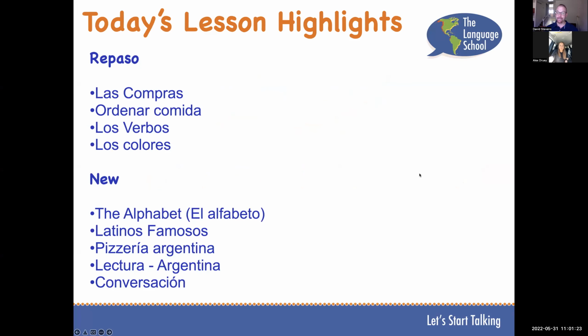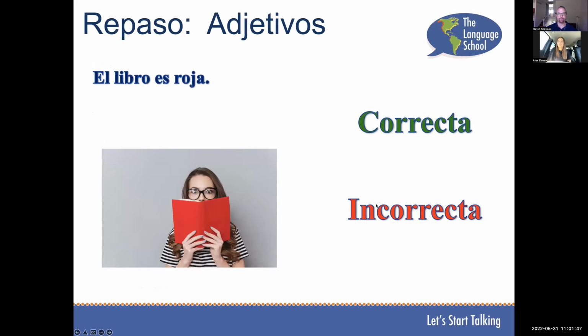Bien, vamos a repasar las compras, como ordenar la comida, los verbos y los colores. And then the new stuff, we'll get into the alphabet today, el alfabeto. We'll talk about Latinos famosos. Today's kind of topic focuses on Argentina. So we've got a reading activity about Argentina, and then we'll talk about Argentine pizza as well for ordering food, and then lots of conversation.